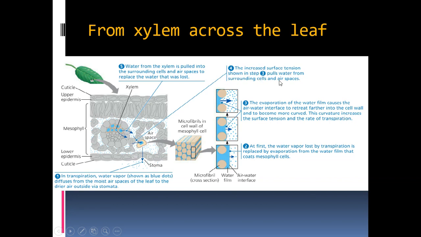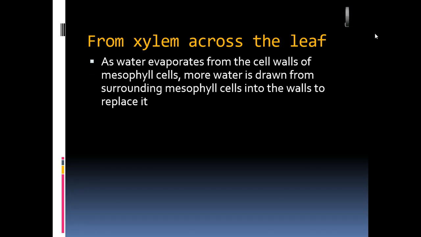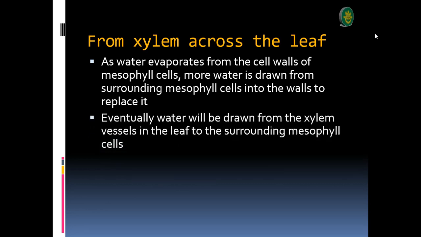The increased surface tension will then pull water from surrounding cells, and eventually the loss of water from these surrounding cells will pull water directly from the xylem vessels. So these are some of the descriptions of the diagram that you saw just now from the previous slide, right? So this explains how water travels from xylem to the mesophyll cells to the air spaces and then evaporates through the stomata. Right? So as water evaporates from the cell walls of mesophyll cells, more water is drawn from surrounding mesophyll cells into the walls to replace it. Eventually, water will be drawn from the xylem vessel in the leaf to the surrounding mesophyll cells.